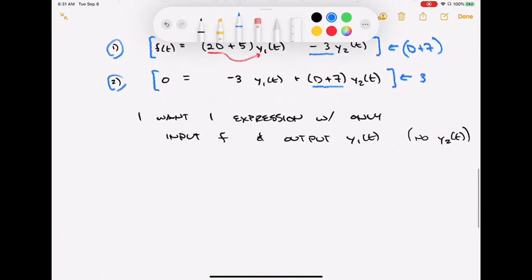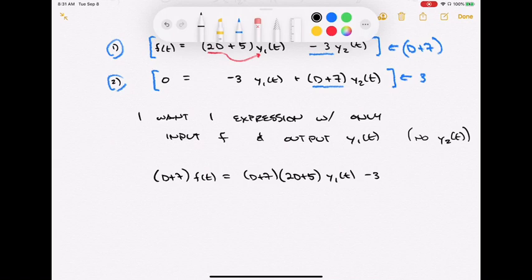So let's go ahead and do that. Let's run out the math on that. I'm going to have d plus 7 acting on that whole equation. So on the left-hand side, I'm going to get d plus 7 acting on f of t, and then d plus 7 acting on 2d plus 5, acting on y1 of t, and a minus 3d plus 7 acting on y2 of t.